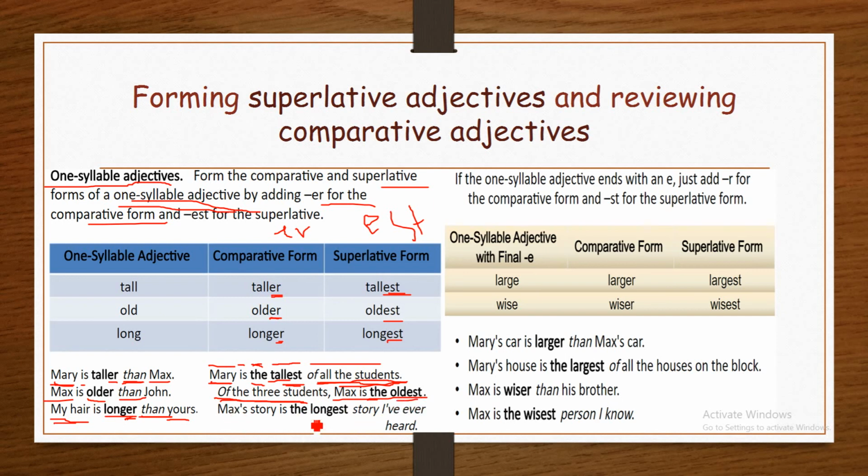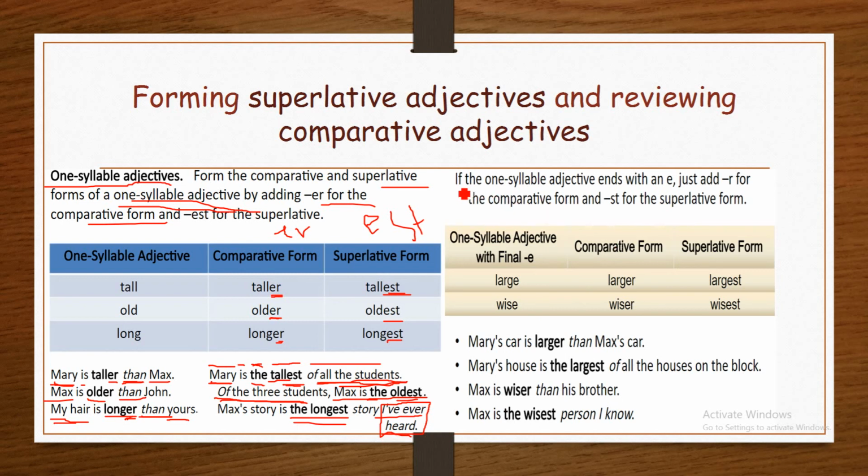Max's story is the longest story I have ever heard. It means you have heard more than one story. Max's story is the longest. You compare Max's story to the stories that you have ever heard. But Max's story is the longest. Therefore, it is a superlative adjective.